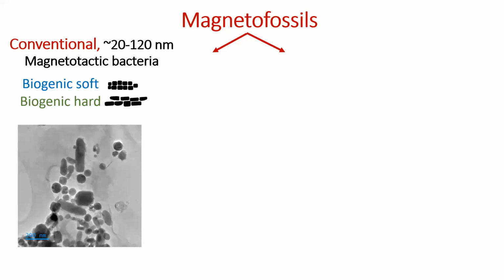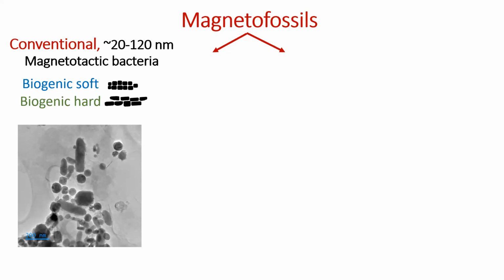And there are two general categories of magnetofossils, the first of which is on the left here. These are conventional magnetofossils. These are the remains of magnetotactic bacteria, which again are still around today. And they're super tiny, about 20 to 120 nanometers. And they come in a variety of shapes and sizes, or magnetofossil disparity. So I'm showing some examples of that on the bottom left here.